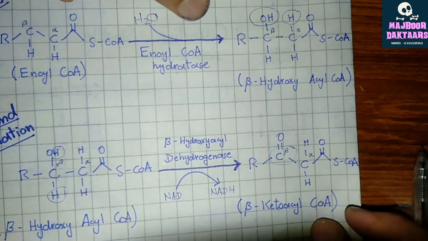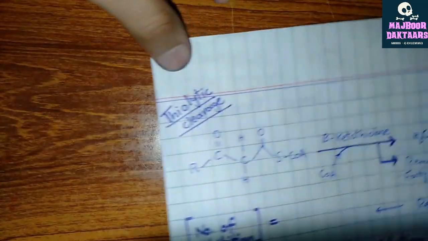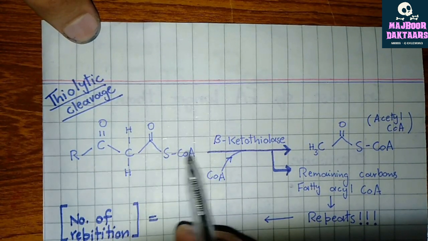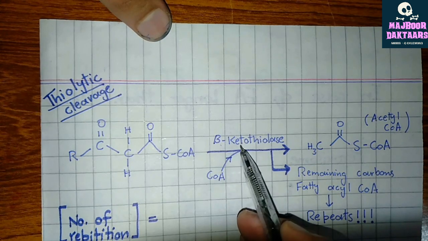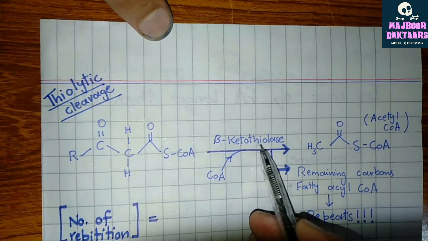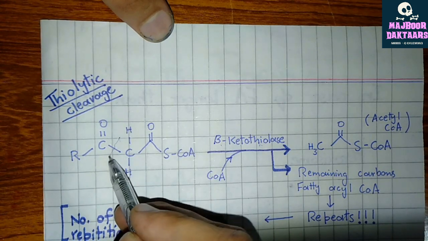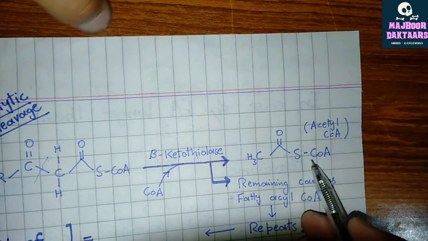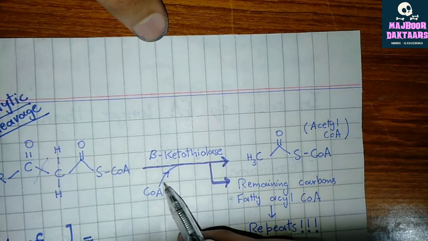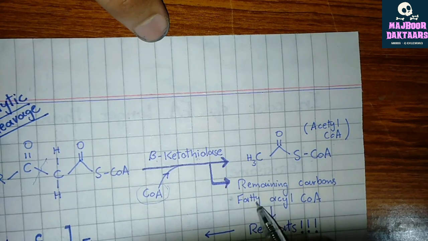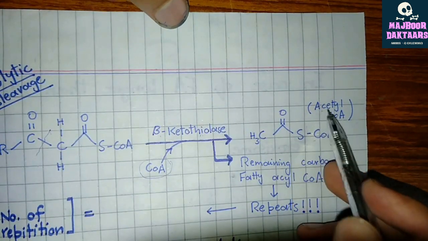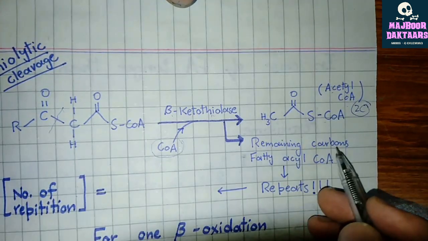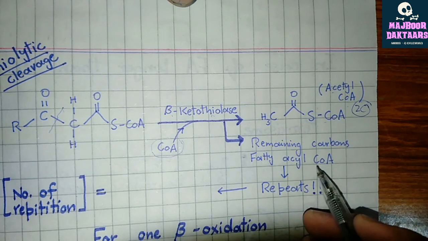Now there is a fourth step called the thiolytic cleavage. Now in thiolytic cleavage, the beta ketoacyl CoA is acted upon by an enzyme called beta ketothiolase. The beta ketothiolase cleaves the compound close to the alpha and the beta carbon and yields one acetyl CoA molecule, while it also uses another CoA molecule to attach it with the fatty acyl CoA. So one 2 carbon compound acetyl CoA is released and the remaining carbon fatty acyl CoA are present.